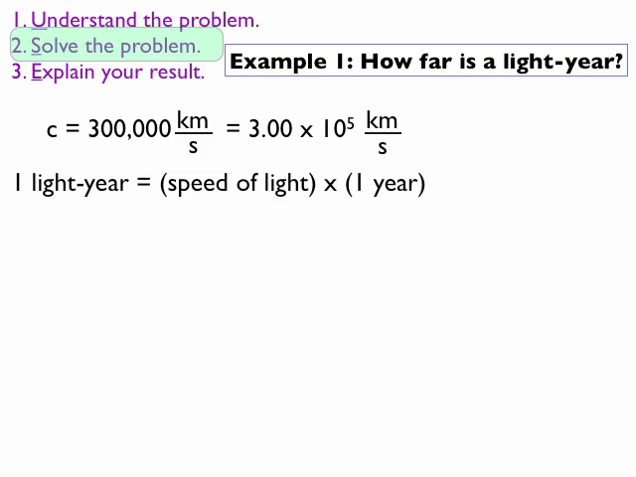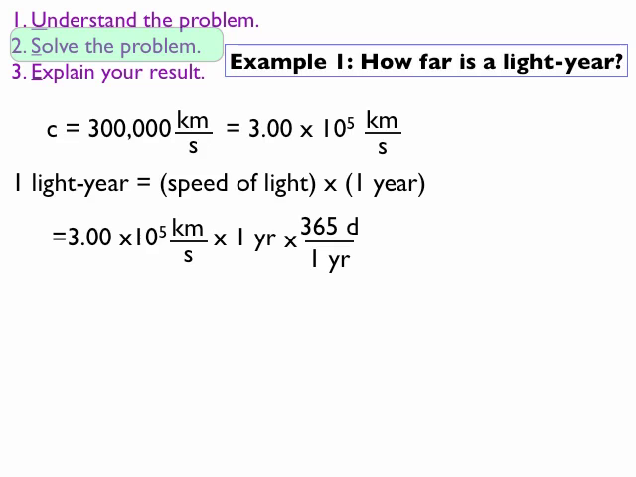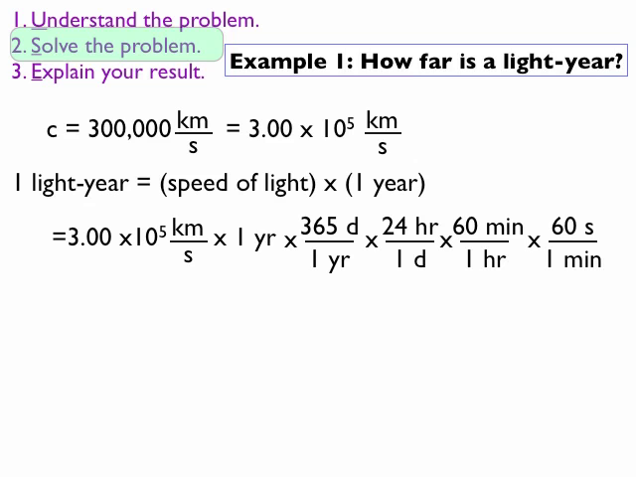In this case, we just need to carry out the calculation. We start by putting in the numbers for the speed of light and 1 year. Because the speed is given in kilometers per second, while the time is 1 year, we need to convert the year into seconds. We can do this with a chain of conversions. First, we convert the year to days by multiplying by 365 days per year. Then we convert to hours by multiplying by 24 hours per day, to minutes by multiplying by 60 minutes per hour, and to seconds by multiplying by 60 seconds per minute.